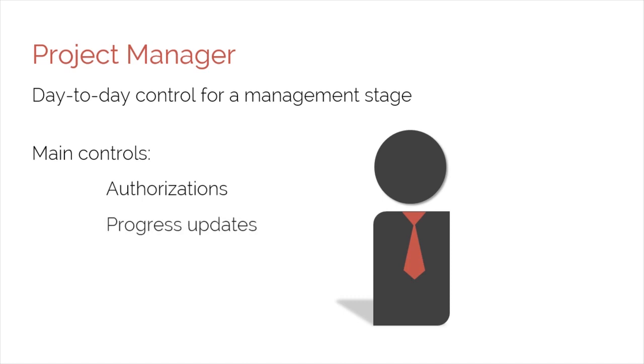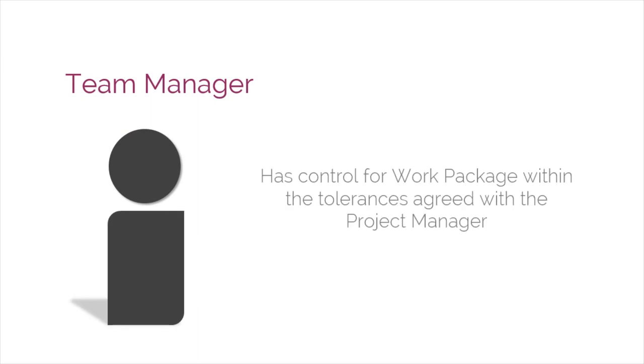These include checkpoint reports produced by team managers or team members. The third type of control is exceptions and changes, which includes the use of project registers and logs to review progress and identify issues and risks that may need to be resolved. The fourth and last level of management is the team manager. The team manager has control for a work package, but only within the work package tolerances agreed with the project manager.